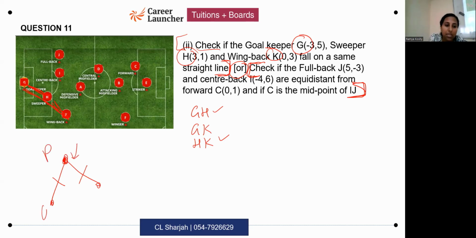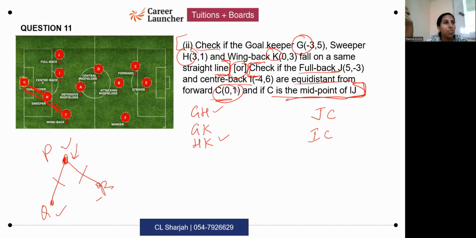You should say if PQ is equal to PR. That is the meaning, no? P is equidistant from Q and R. Use the distance formula. So how do you check this? You need to check if the fullback and center back are equidistant from C. Simple. Just find JC, find IC and check whether they are equal. J to C distance you find, I to C distance you find. If both the distances are the same, it is equidistant. Not same, not equidistant. They've already given you C.